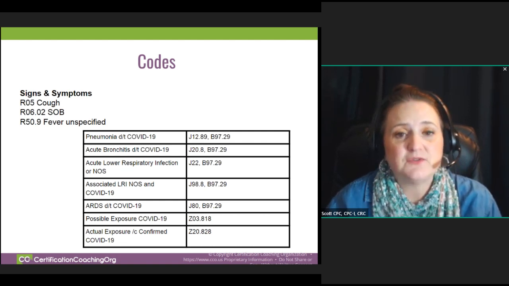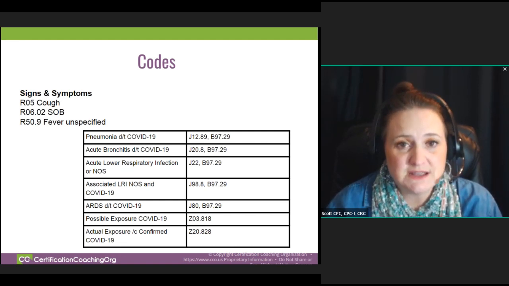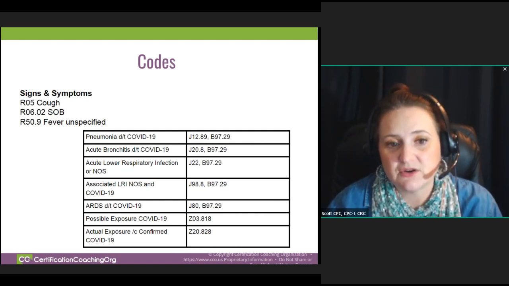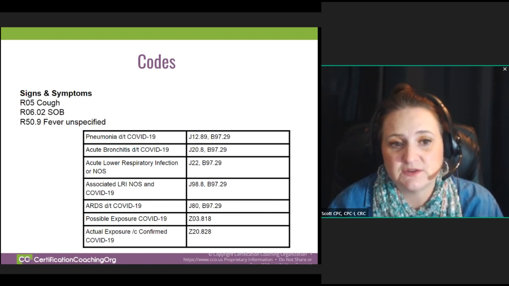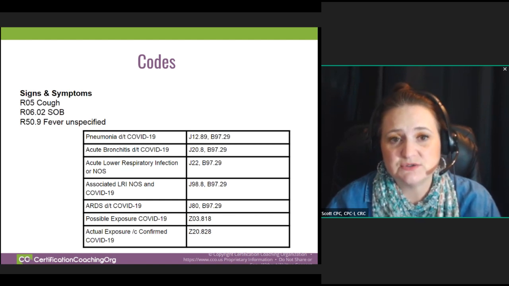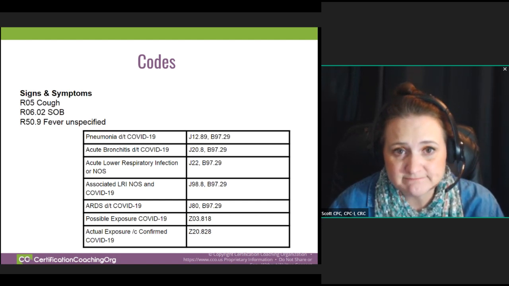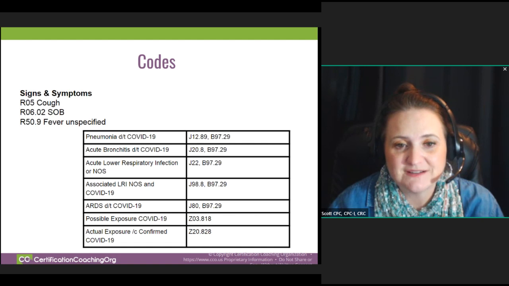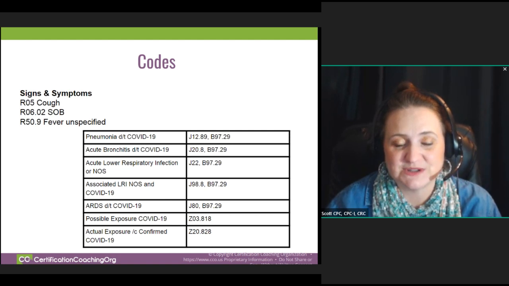However, if you are working as an inpatient, you're going to code the signs and symptoms too. So even though they've got COVID and whatever else they've got, you're going to be coding those signs and symptoms along the way because they track them. And those R codes do not carry a risk score for HCCs for risk adjustment. However, some of these others do, like ARDS, definitely will risk adjust.